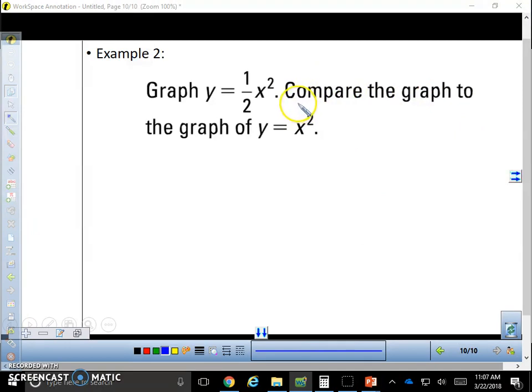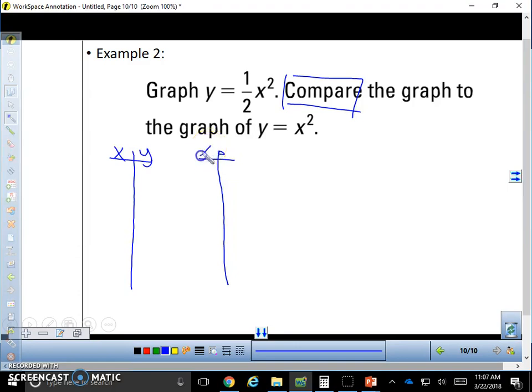When we compare, we're going to look at what's the same and what's different. That's what compare means. So when we graph them, we start off with tables, just like what we practiced today, x, y.